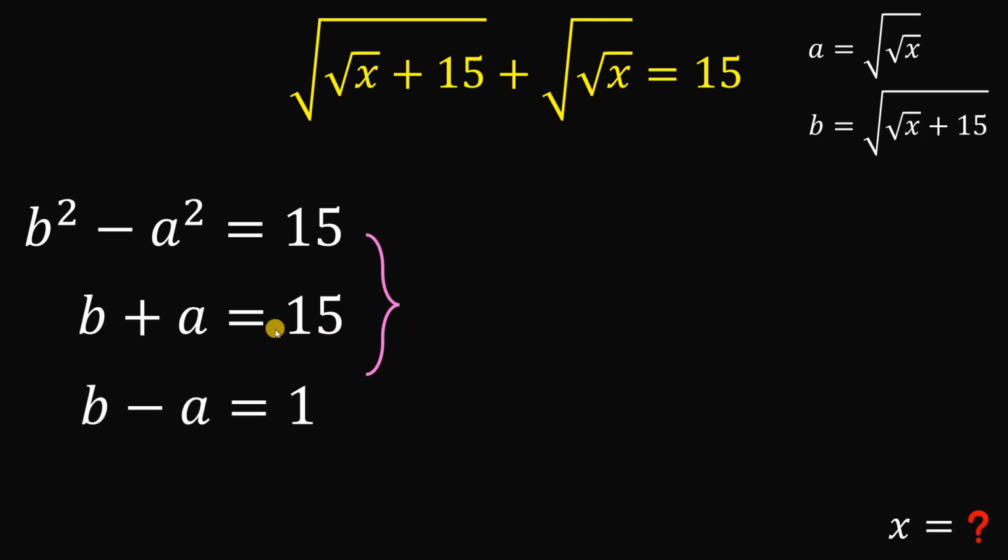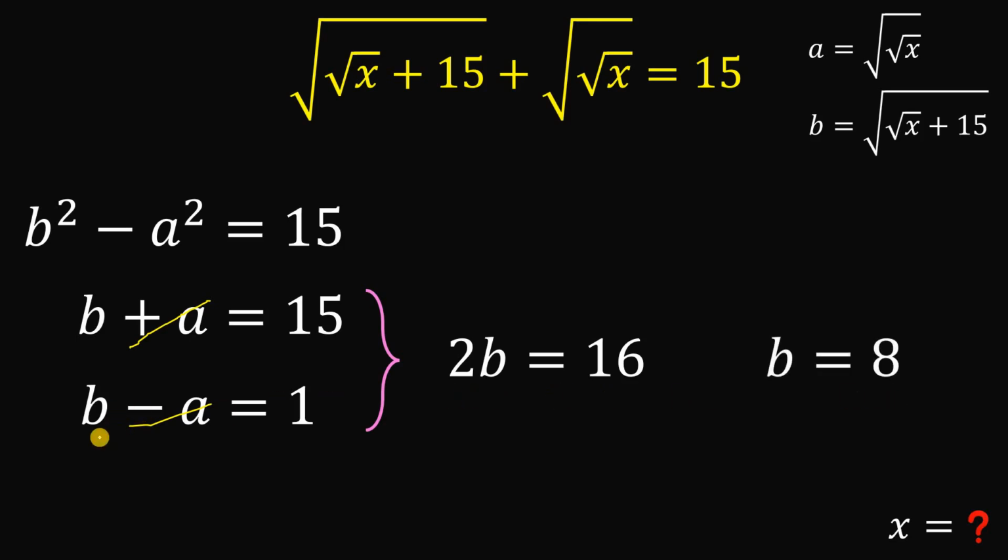Now, using the second and the third equation, we're going to add these two equations, and if we do that, we eliminate the variable a. So we get 2b equals 15 plus 1, simply equal to 16. Divide both sides by 2, we get b equals 8. Now we know b equals 8, so 8 minus a equals 1. Technically speaking, a equals 7.